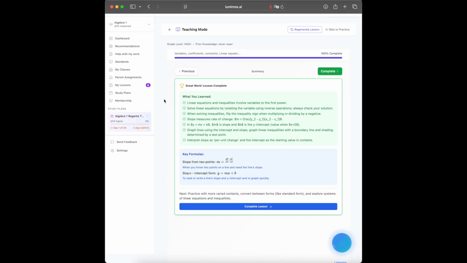Once you complete the guided practice and independent practice, you'll see the lesson completion screen. Amazing work, Jin! You just crushed linear equations and inequalities. You worked through solving equations, handling inequalities, understanding slope and intercepts. That's a huge amount of material. How are you feeling about everything we covered? Ready to tackle the next topic in your study plan? Or want to take a breather?